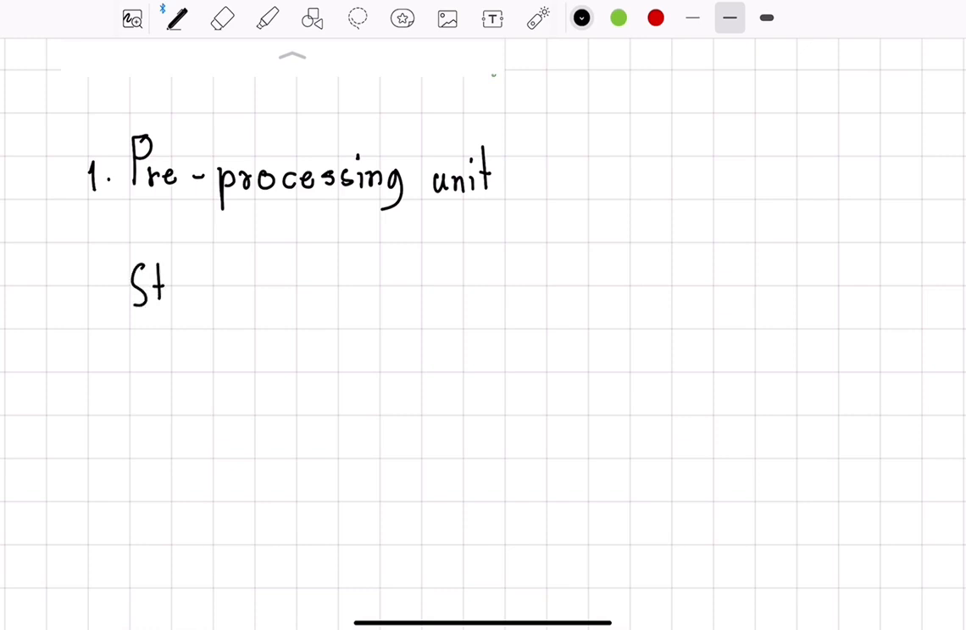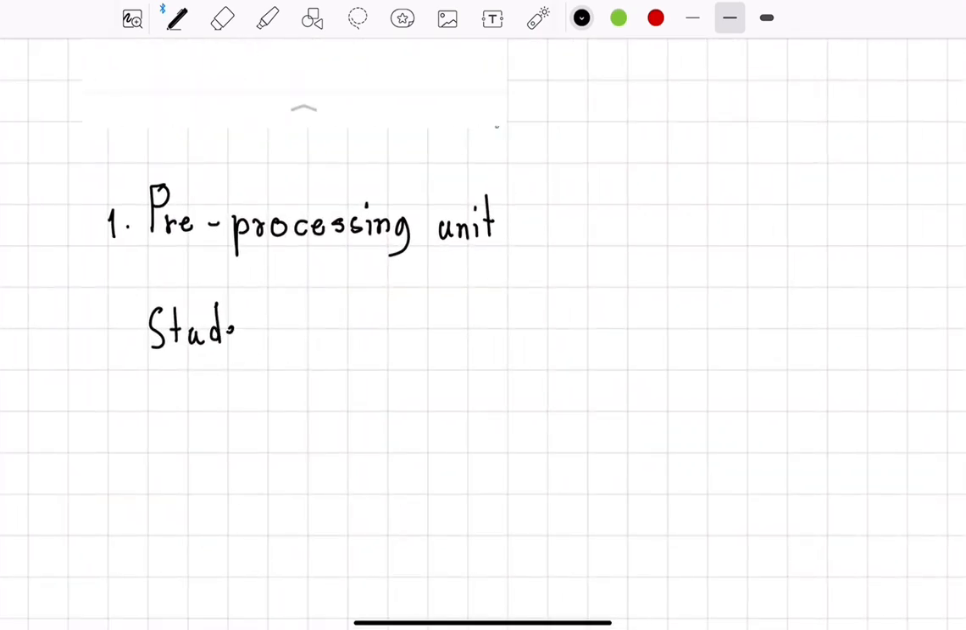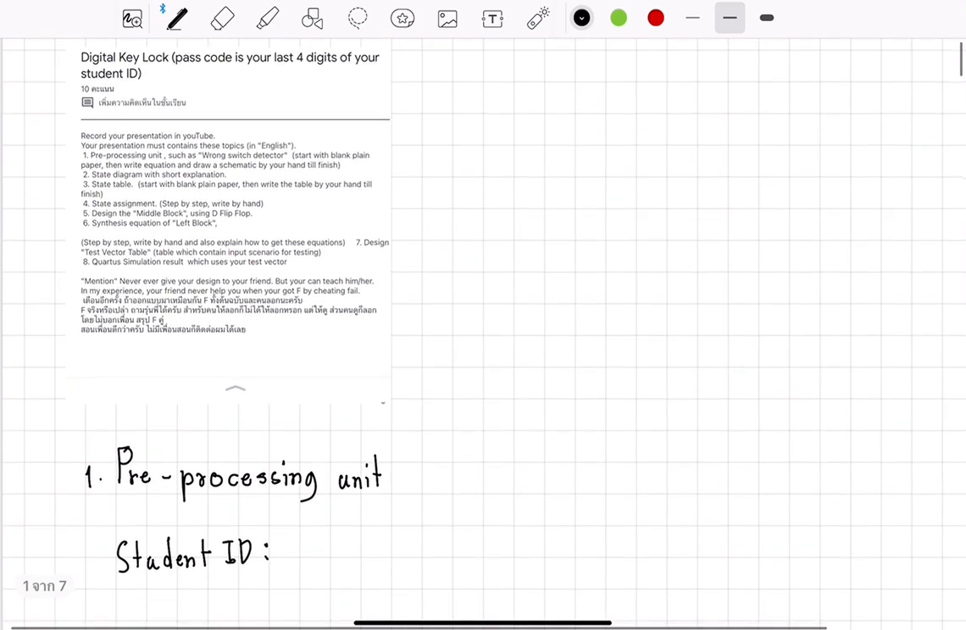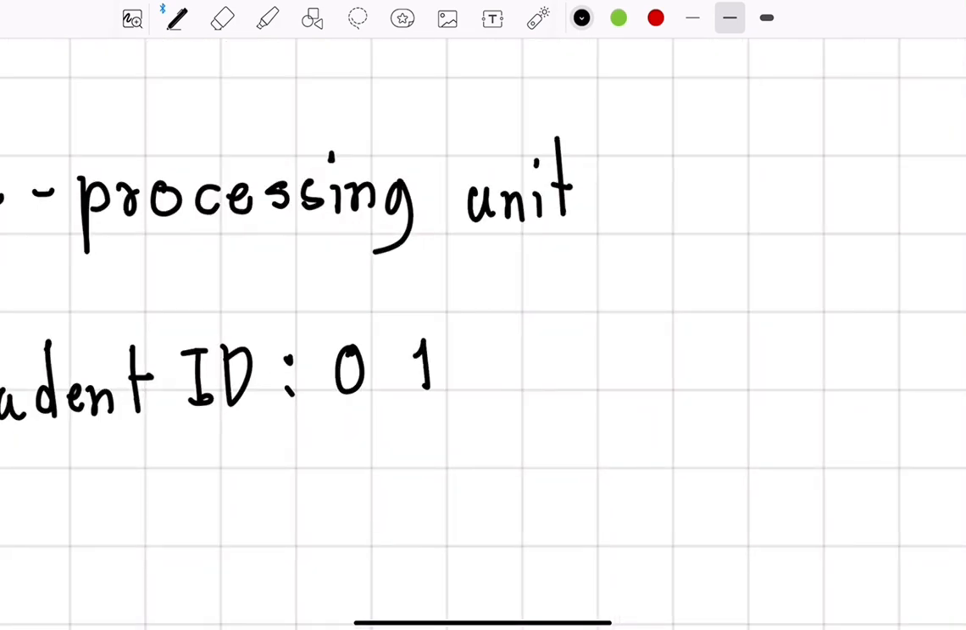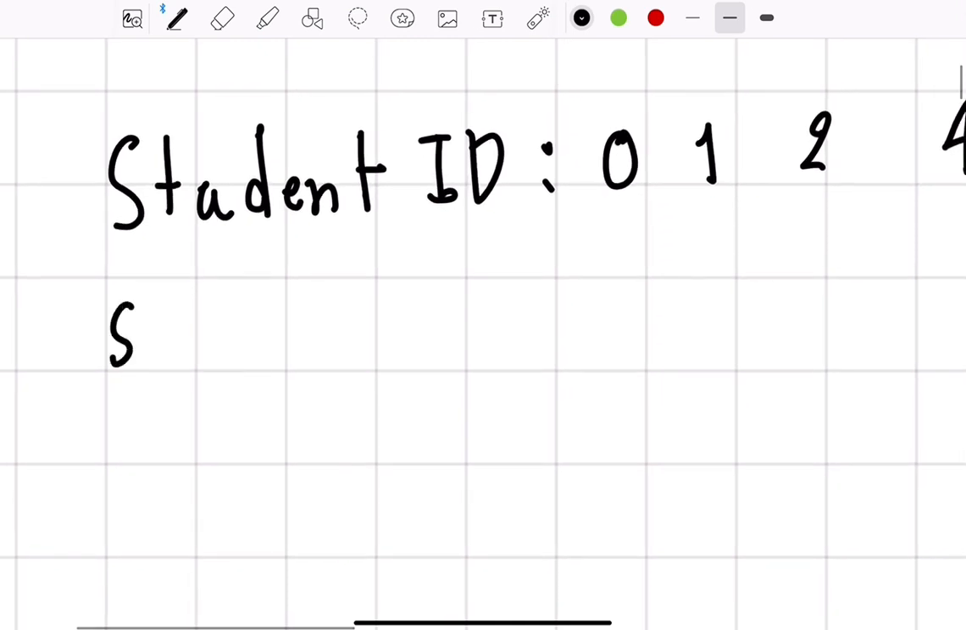Student. Sorry, my student ID. The student ID is 4... your last 4 digits are 0, 1, 2, 4, and I use switches to try it.